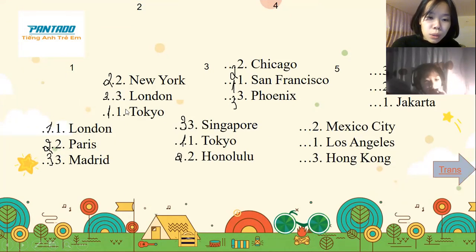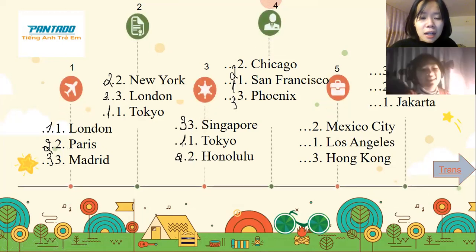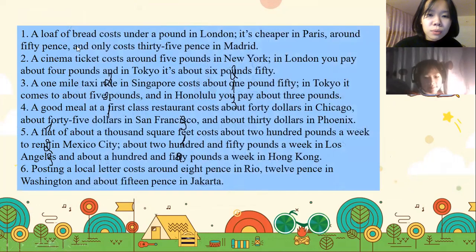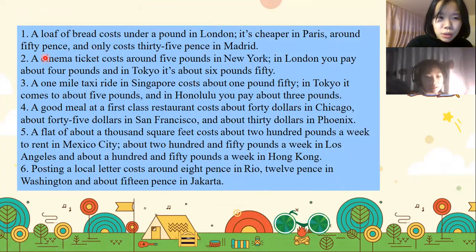1, 2, 3. 231, 312, 213. Okay, good. I want you to delete it. And now we are going to read this together.